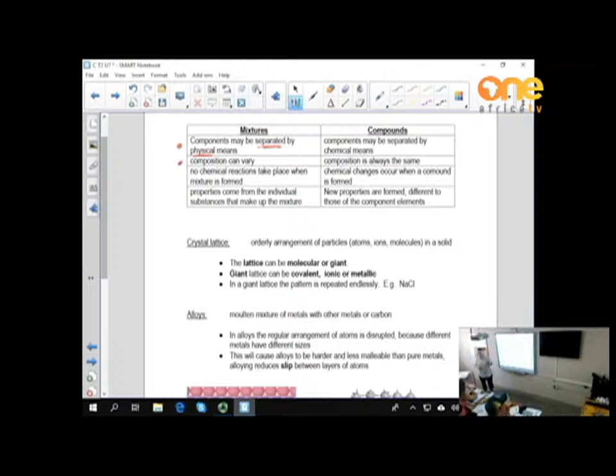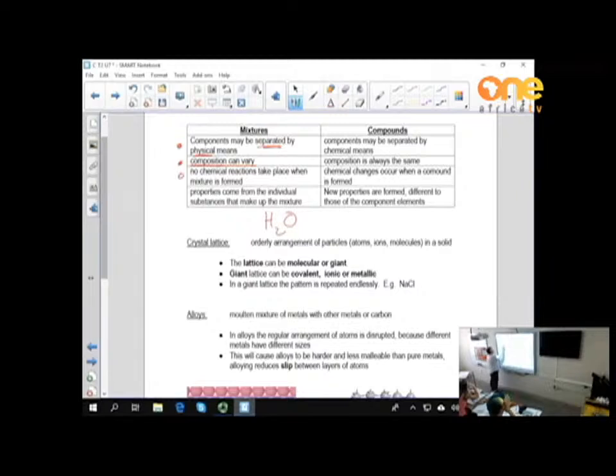I can take a cup of water and add 1 spoon of sugar to it, and I will have sugar water. It's a mixture. I can add 2 spoons of sugar to it. I've still got sugar water. I can add 10 spoons to it. I've still only got sugar water. The concentration of the sugar is increasing, but it's still a mixture of sugar and water. So we say the composition can vary. It's not fixed. It's not like water, where the composition is always 2 hydrogens to 1 oxygen.